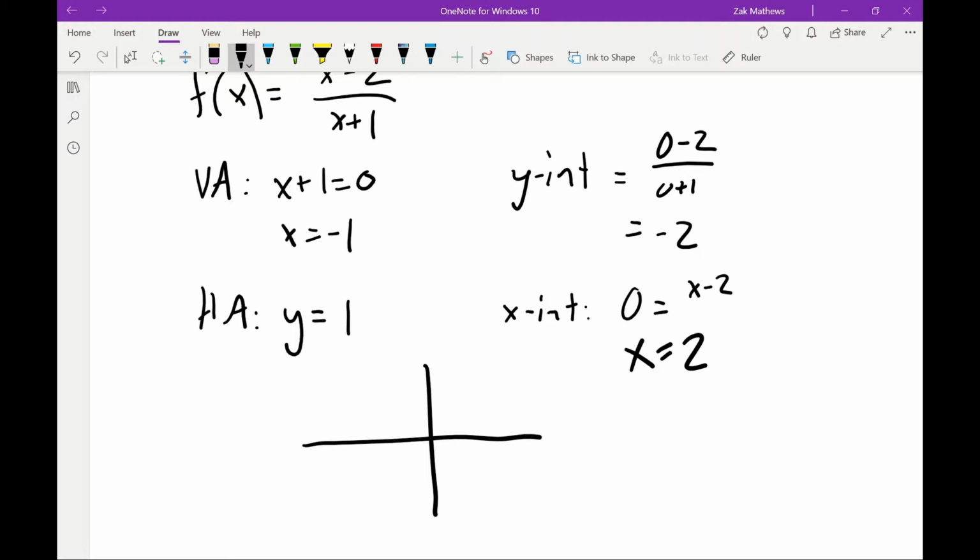I'm going to start by putting the asymptotes on there. I think that's the first helpful step. So x is equal to negative 1. That will be an asymptote. Y is equal to 1. That is my horizontal. And now I'm going to put the values that I know on the graph. I know y is equal to negative 2 and x is equal to 2 are points along my graph.